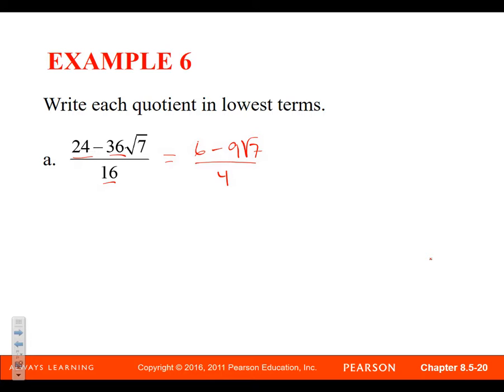Now here's the deal though. This is still not in lowest terms. I know that this can't be simplified, right? But those two can, can't they? So at this point, I'm going to have to split it up. So 6/4 minus 9 radical 7 over 4. This right side is okay, but the left side is not. What does the left side become? So 3 over 2 minus 9 radical 7 over 4. And this is the lowest possible.